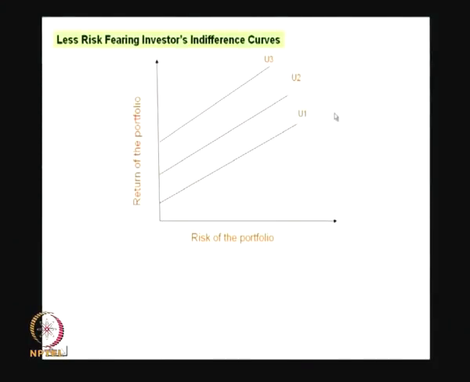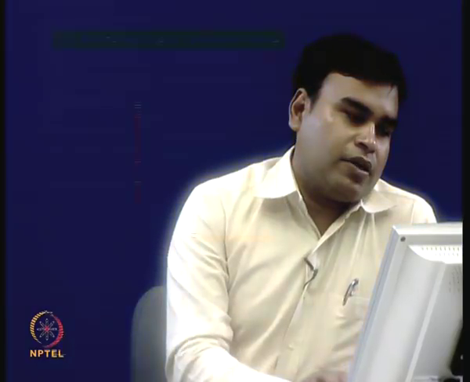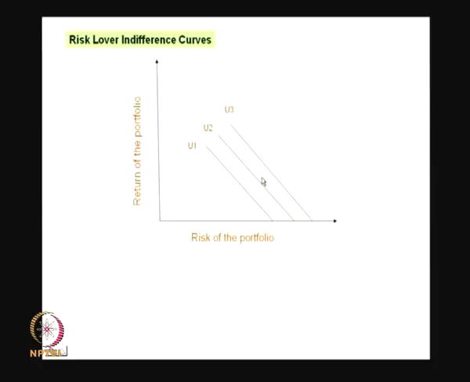In most cases in general finance theory, we always assume that most investors are not risk lovers. Most investors are risk averse, but from a rationality point of view, in most cases you will find this kind of indifference curve. That means they are not that much risk averse, but to get more return they can take a certain amount of risk in the market. So that is the less risk fearing investor's indifference curve.